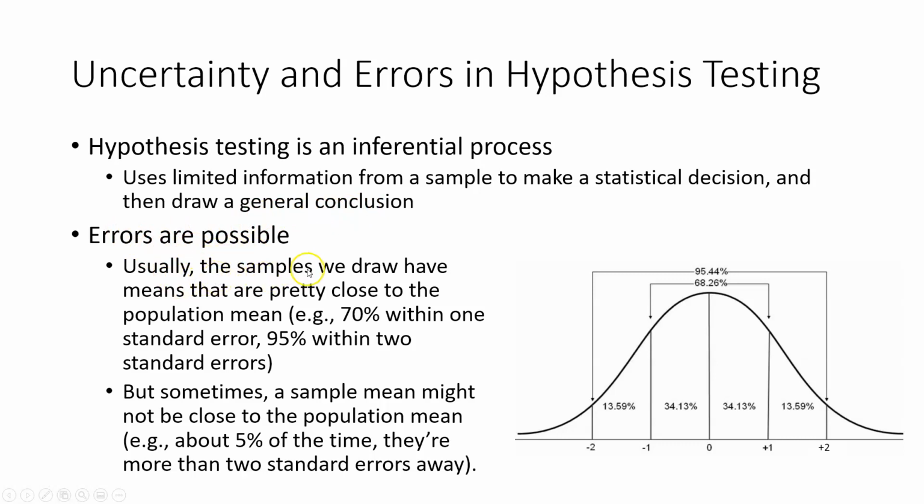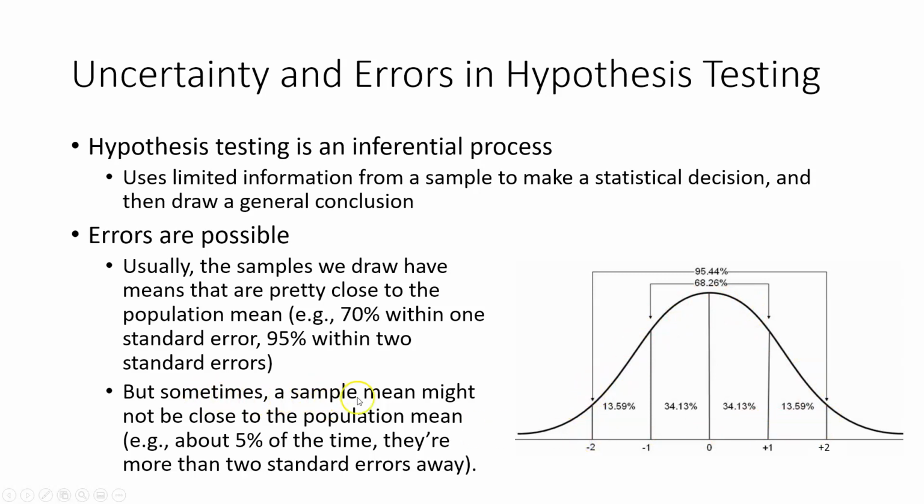Usually, the samples we draw have means that are pretty close to the population mean. Remember, from previous modules, we learned that about 70% are within one standard error, and about 95% are within two standard errors. So, the middle 70% here are where we would expect some samples to appear just by chance, and within two standard errors, we would expect 95% of the samples to appear just by chance.